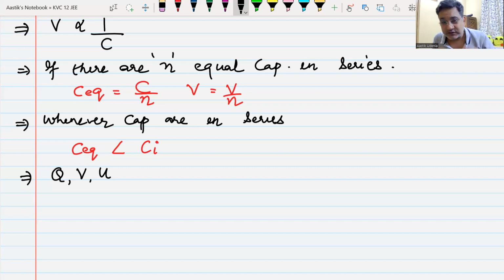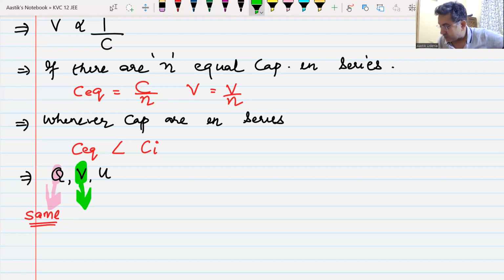Come back to the question. Energy. So this charge is going to be the same. When capacitors are connected in series and they are initially uncharged, charge is going to be the same. And we have seen voltage. Voltage is proportional to what? C.